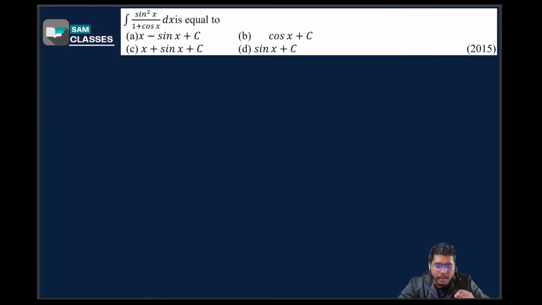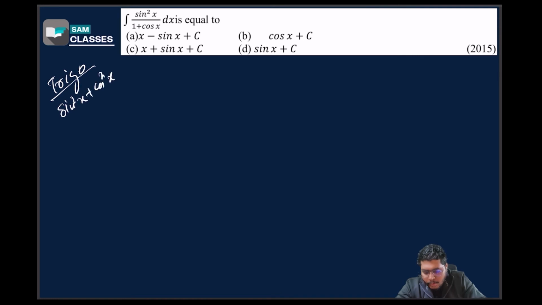By seeing each and every question, do say that this question is damn simple and I'll be able to crack it. The first thing you can do: I remember one class 10th formula. What is that 10th formula of trigonometry? Everybody knows, sin square x plus cos square x is equal to 1, correct? So I can write sin square x is equal to 1 minus cos square x.